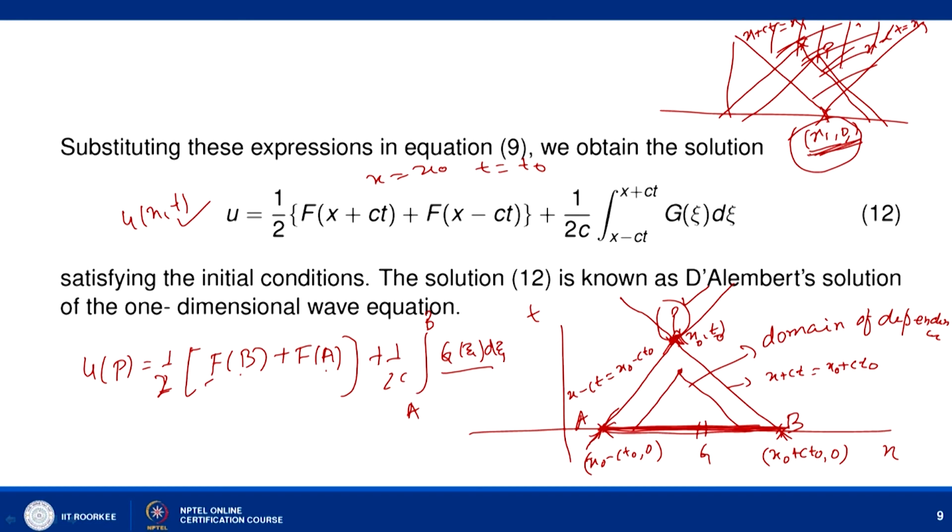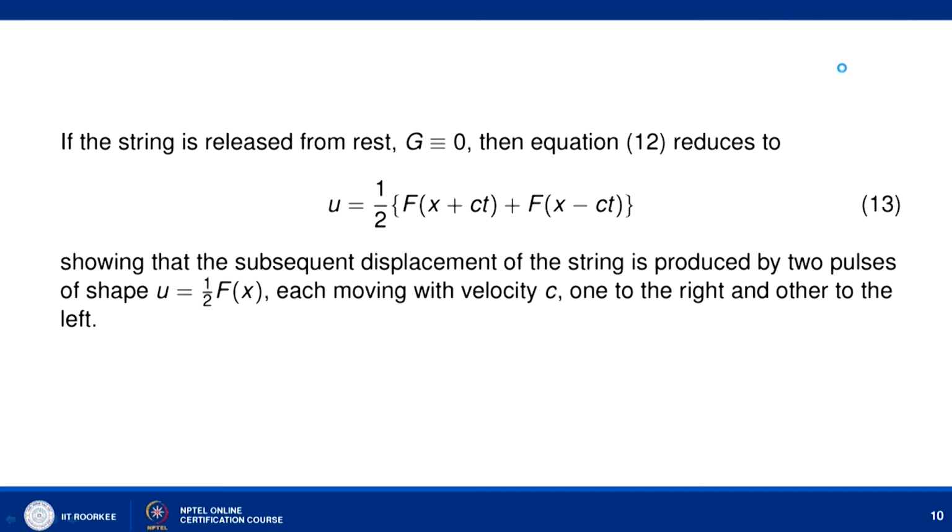So, that is the basic thing which we wanted to connect with D'Alembert's solution of the one dimensional wave equation. Now, we will move forward, and we say that if the string is released from rest, it means that at time t equal to 0, the string will not have any kind of velocity. It is just static, and it may be displaced.